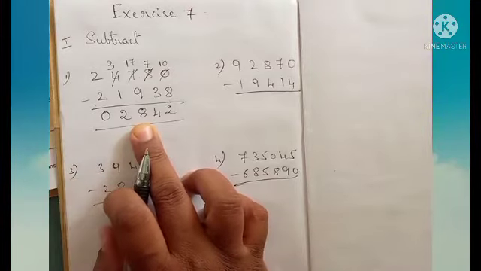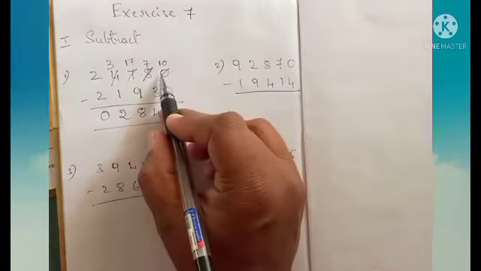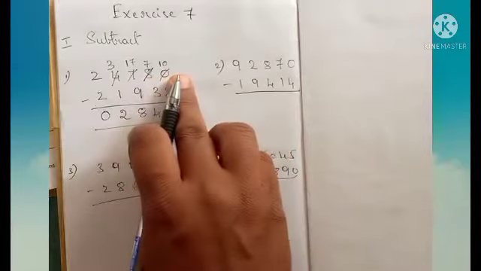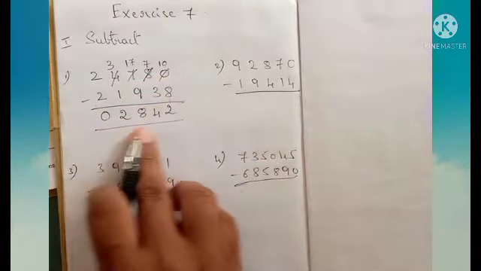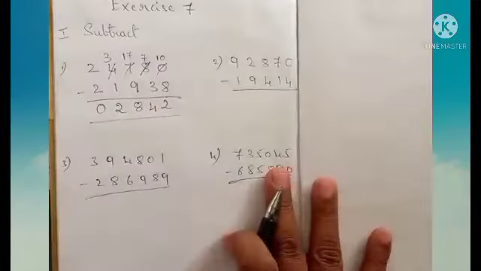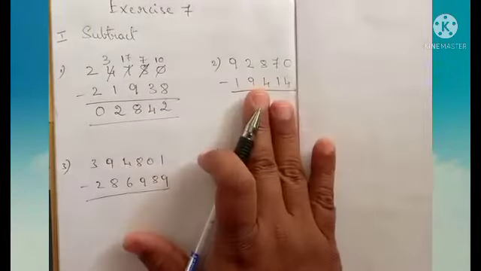So this is the difference, children. What is this? Difference. This is minuend. So this number is called minuend. This number is called subtrahend. And this is difference. Got it now, dear children? Okay. The second one we will do now.